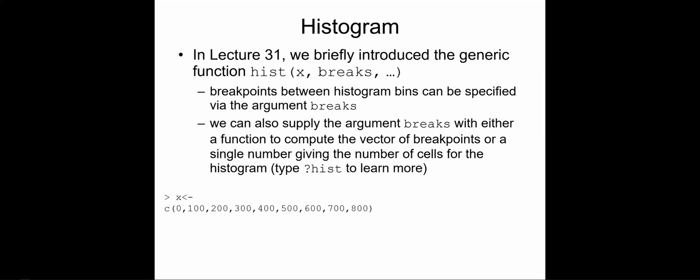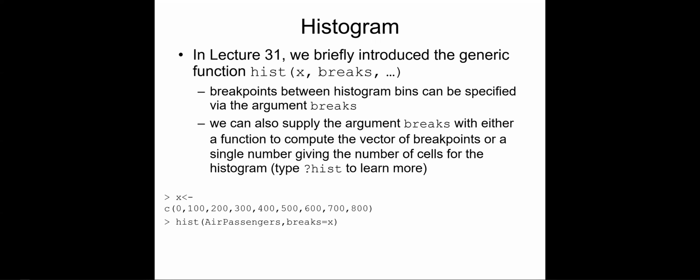You can do that using the argument breaks, and you can also give it a vector that would tell where to break. What do I mean? So for example, here we're generating a vector x of values 0, 100, 200, and so on to 800, and this is a vector for the breaks. If you want to know more about histogram and its arguments, you can also type question mark hist in R to learn more, or you can go to the help page and type hist.